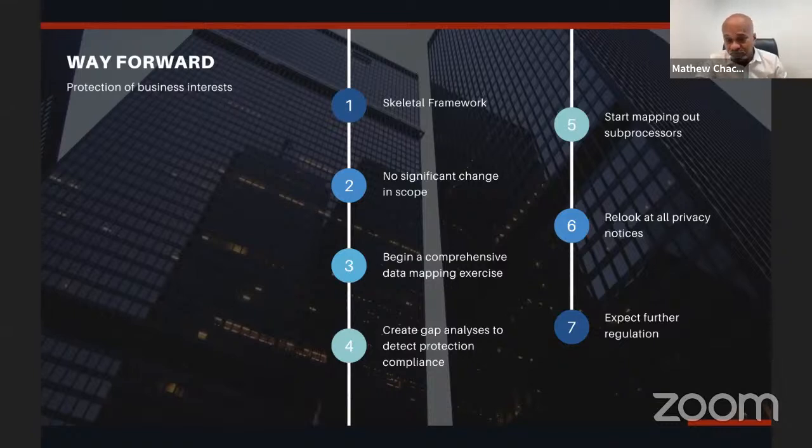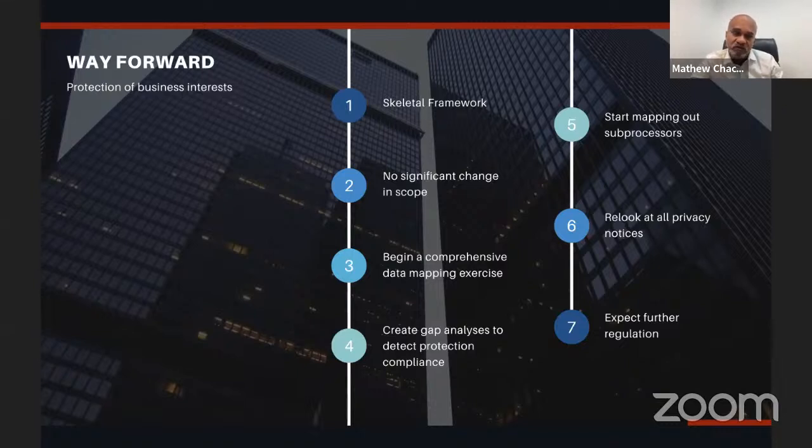Start mapping out sub-processors, because you need to start thinking about how they use your data and whether that's permissible and whether consent has been taken for all of that. Using all of this, start preparing privacy notices. Look at the scale at which you need to send out privacy notices for historical processing. And of course, take a deep breath and expect further regulation. That's broadly what you need to do.